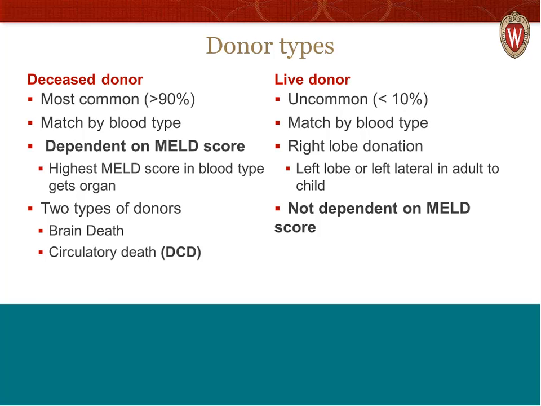On the other side of the coin here is live donor, and live donor is done relatively uncommonly compared to deceased donor. We match by blood type again. Usually for an adult to adult, it's a right lobe donation, although from adult to pediatrics, it can be a left or a left lateral lobe depending on the size of the child. It's not dependent on the MELD score. Okay, so that's the really key thing to remember about the live donors. It's not dependent on the MELD score. If somebody has an appropriate live donor, the transplant just gets scheduled.